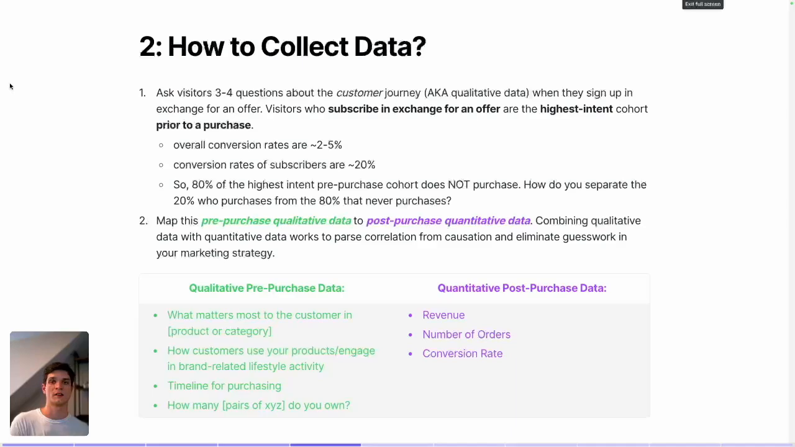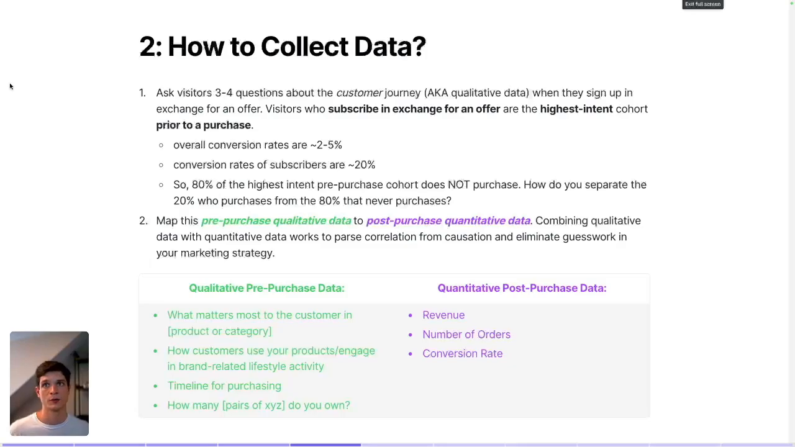You need to be able to identify what's working and what isn't about the pre-purchase experience, and then improve upon those things by leaning into what's working, by doing less of what isn't. And so that's why collect intent-based pre-purchase data. Generally, for most e-commerce brands, conversion rates across the website are anywhere from 2 to 5% being considered average, whereas the conversion rates of subscribers are closer to 20%. And so 80% of the highest intent pre-purchase cohort does not purchase. So how do you separate the 80% who never purchases from the 20% who you want to attract more of?